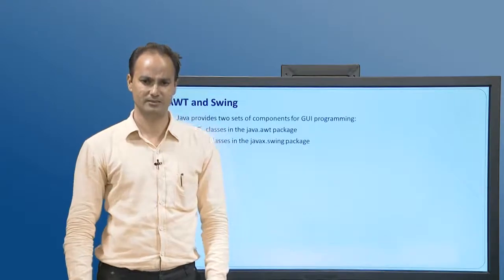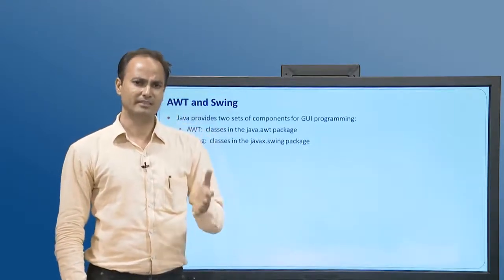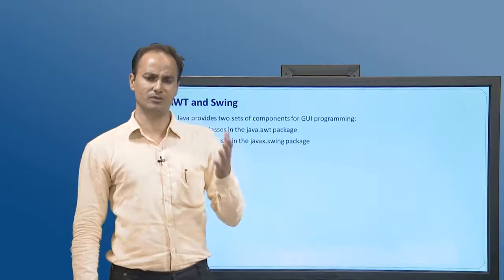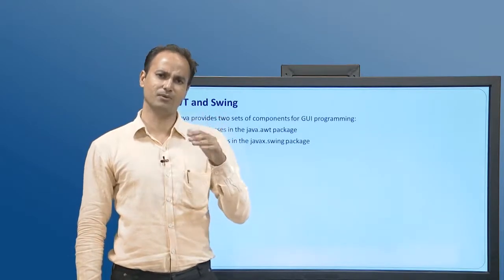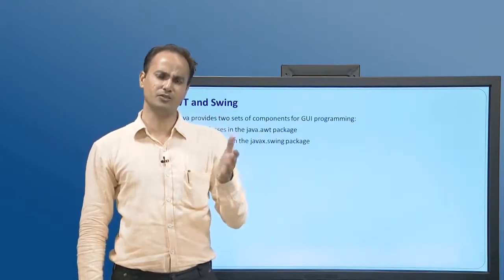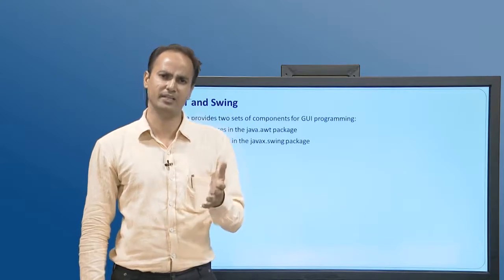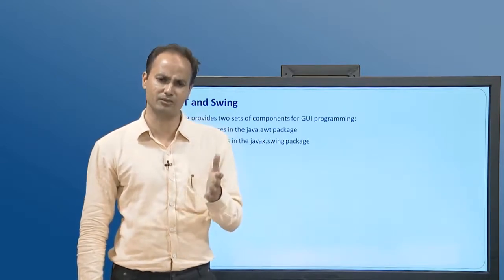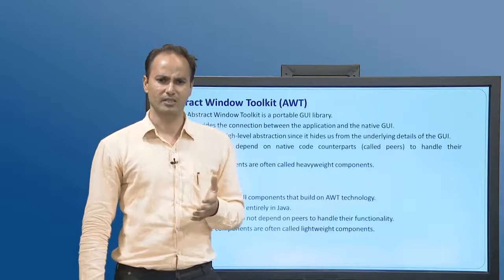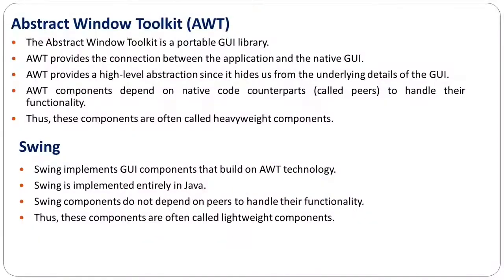Next, we have already discussed AWT and Swing. Generally, the main difference is that if you want to develop AWT applications, you need to import the java.awt package, and in Swing you need to import the javax.swing package. Abstract Window Toolkit is all about AWT, which we have already seen.